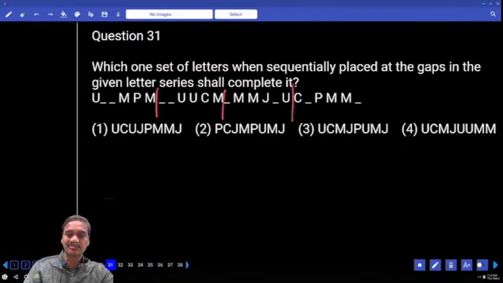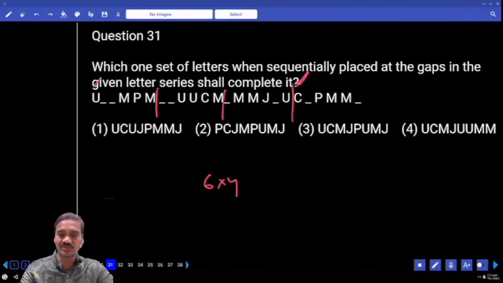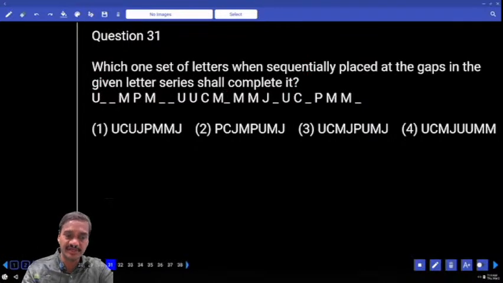Now the first letter is completely different: here U, there C. Isn't it? 4 into 6 is not working. 6 into 4 is not working. Then we need to go for 8. Letters need not necessarily be the same. Maybe they were increased by plus 1 or minus 1 and so on. But as here, U and C, there is a huge difference, hence we cannot go for 6 into 4. Then 8 into 3: 1, 2, 3, 4, 5, 6, 7, 8, and so on.